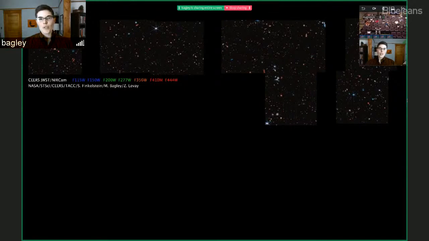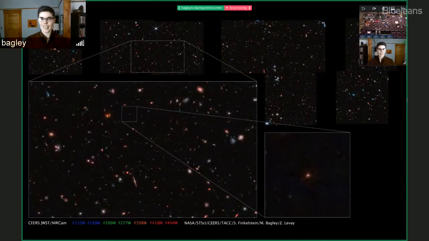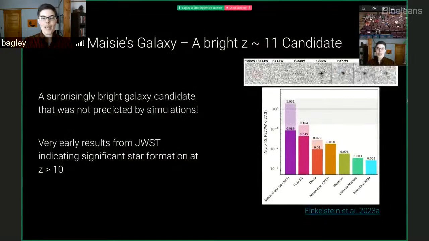So this image that I'm showing is our mosaic from the first 4 pointings we got in June. And really right away, like almost day one, we found a high redshift galaxy. This is a galaxy candidate at about redshift 11. It is named Maisie's Galaxy after our PI's daughter, because we sort of just selected it on her birthday. And it is a surprisingly bright galaxy candidate that was really not predicted by simulations.